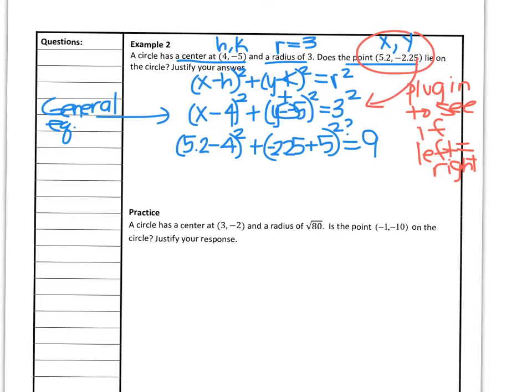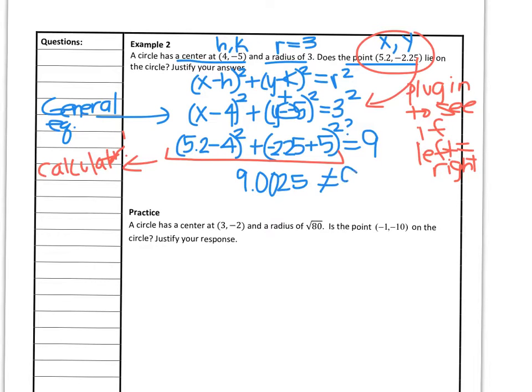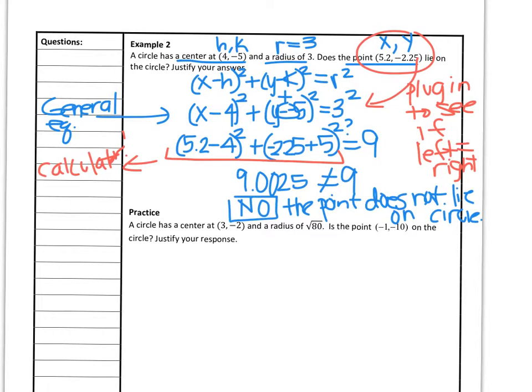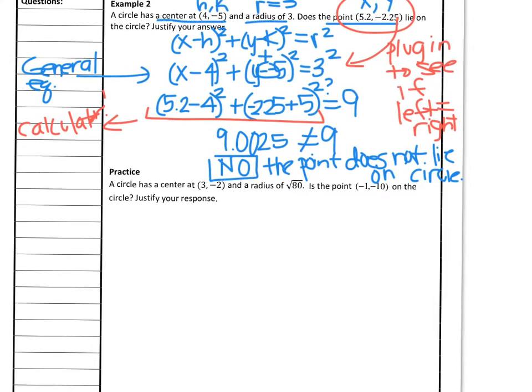From here I would highly recommend just typing the whole left side right into your calculator. And when we do that, we end up with 9.0025. And that does not equal 9 exactly, so no, the point does not lie on the circle. So that would be how you answer that question. The answer would be no, because it doesn't make the left side equal the right side. That would be technically called a solution to the equation, and solutions would make the equivalency on both sides.